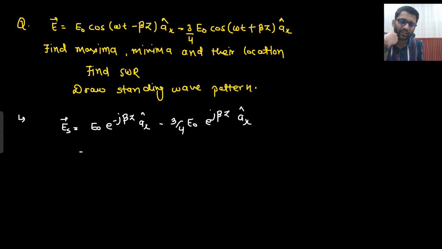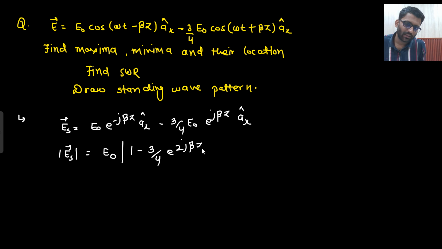Can I write it down directly? Yes, now I am directly writing down the mode. E naught e to the power j beta z minus a_x cap would come out, and that will have E naught mode. In between you will be left with 1 minus 3 by 4 e to the power 2 beta z. In the examination you will write down this expression very easily and very fast. First just convert it into phasor and then take it out, and 1 minus 3 by 4 E naught e to the power 2 beta z.